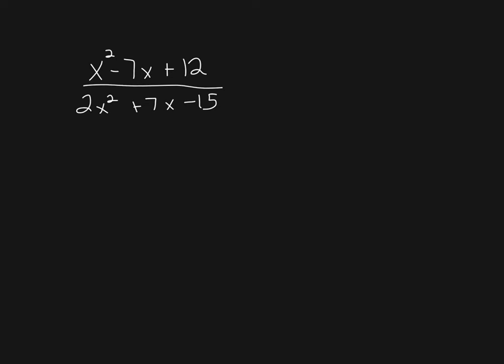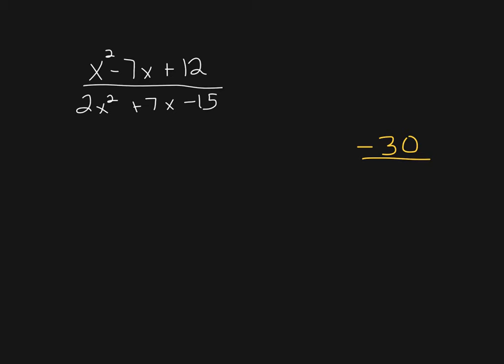Okay, once again, our denominator is in expanded form. Our numerator is too, but we're not really worried about the numerator right now. It has no effect on excluded values. So let's factor our denominator. You have a, which is 2, times c, which is negative 15. So that would be negative 30.